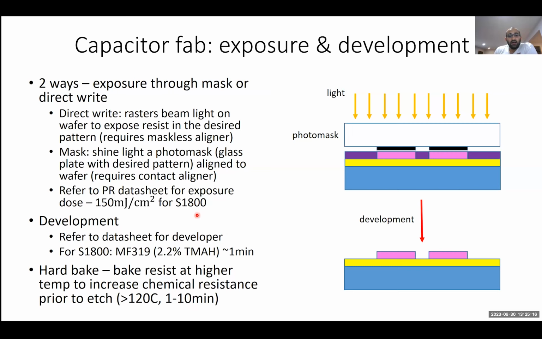Or you can use a contact aligner and a photomask, which is basically a glass plate with the desired pattern on it. So here I've drawn the pattern on the mask using these black squares. And then you contact the mask onto your wafer, and then you shine your UV light through the mask in order to expose the regions that are not blocked by the pattern on the mask. And then once your exposure is done, you can develop your resist using a developer.